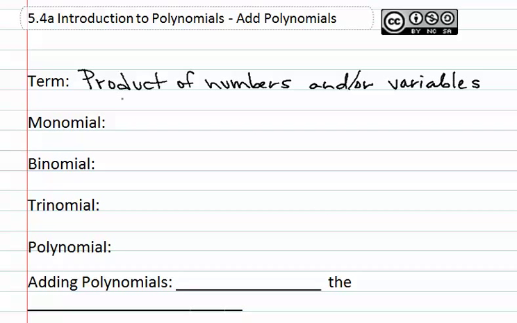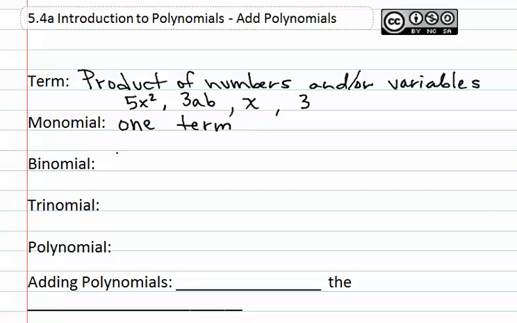Some examples of this could be things such as 5x squared or 3ab or even an x by itself or a plain number. These are all terms. A monomial just means that you have only one term. This could be one of those that is listed above.